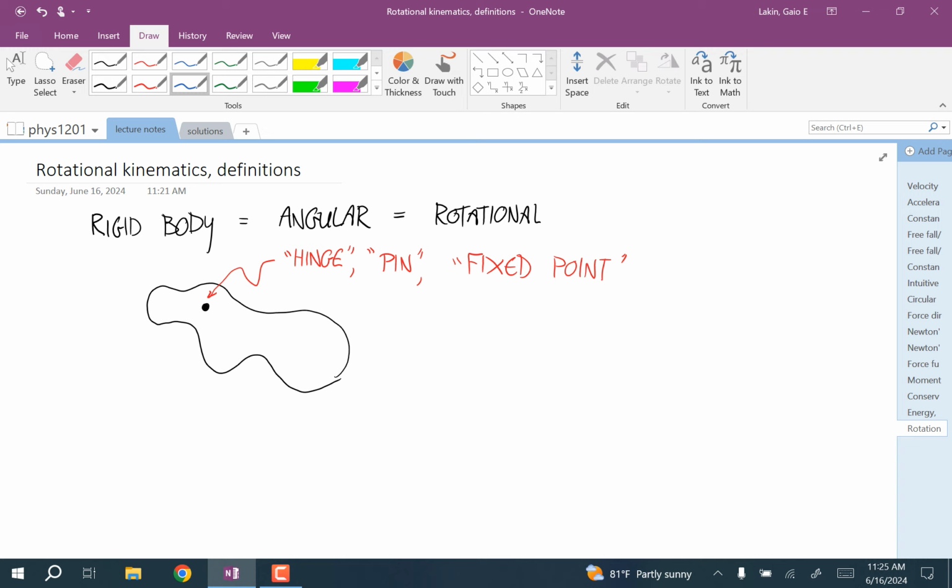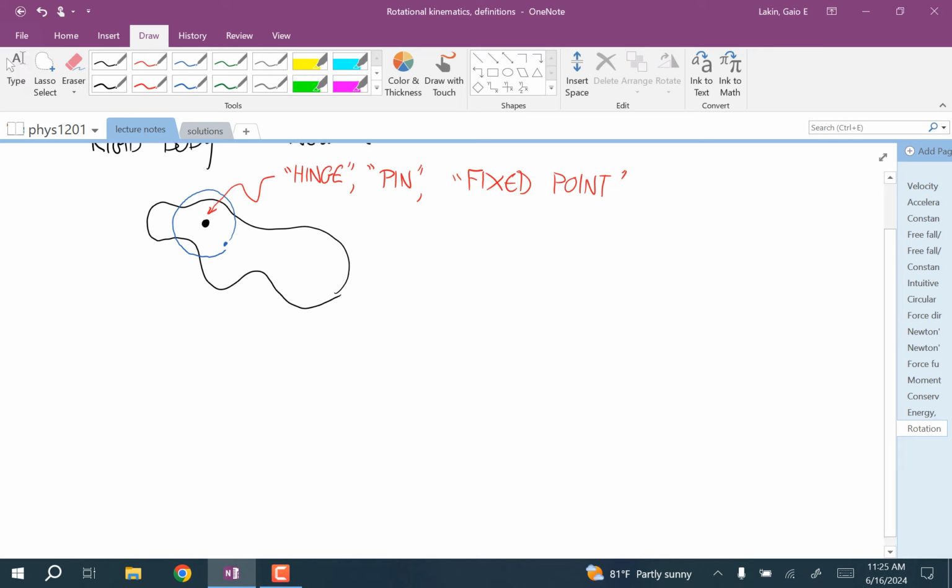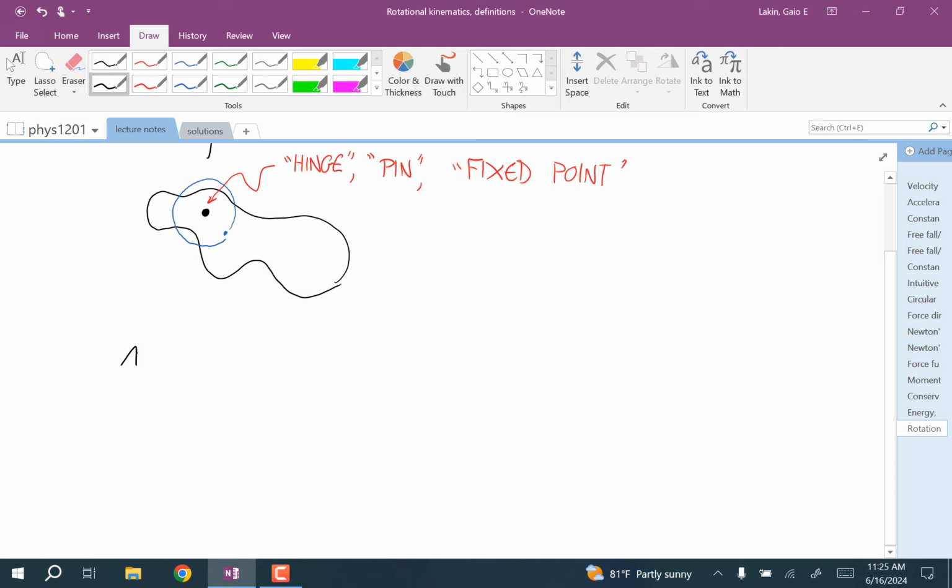Okay, so you can imagine if we're thinking about what does this point do as this object changes orientation, it moves around in a circle like that. And that's true of every point on this body. The size of the circle just changes. So the first definition that we're going to need is angular position.